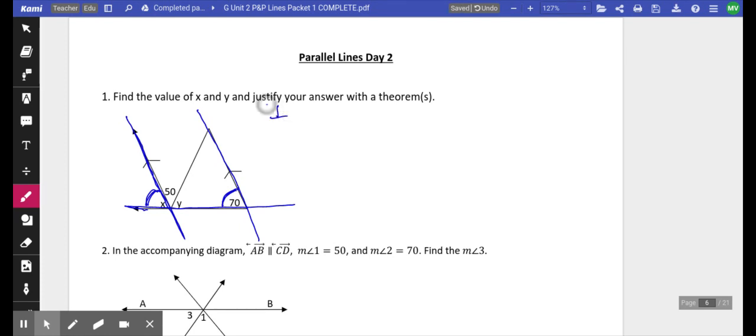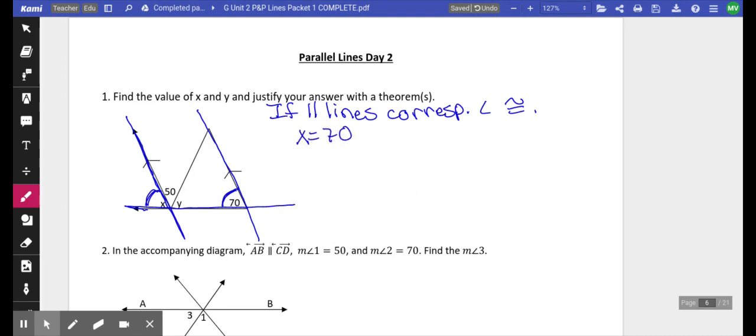So my theorem is if parallel lines, corresponding angles are congruent. And remember, it's important you learn these vocabs, so I made a Quizlet for you that you should be practicing. So since corresponding angles are congruent, that means x equals 70.